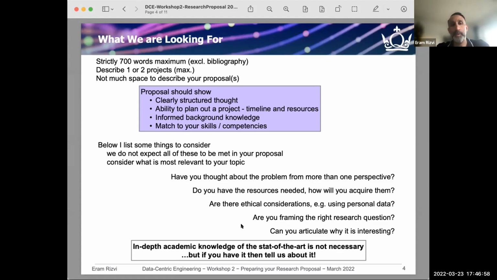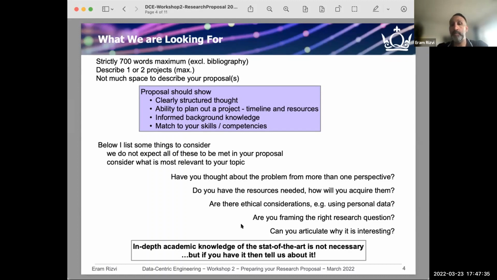So below, I want to list some things for you to consider. We don't expect all of these to be present within your research proposal, but it's some ideas for you to think about how you're writing your proposal. So think about the research problem from more than one perspective. So there's the perspective of you as the researcher, but can you think about the problem from an industry perspective, for example? So how will a relevant business think about this research problem, and will it be relevant to them? Will it help them do their business, for example?